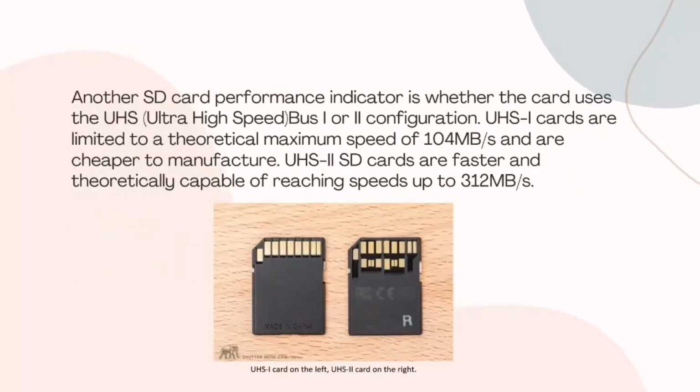Another SD card performance indicator is whether the card uses the UHS, the ultra high speed bus, 1 or 2 configuration. The UHS-1 cards are limited to a theoretical maximum speed of 104 megabytes per second and are cheaper to manufacture. The UHS-2 SD cards are faster and theoretically capable of reaching speeds of up to 312 megabytes per second. And you'll see in the example, the UHS-1 card is on the left and the UHS-2 card is on the right.